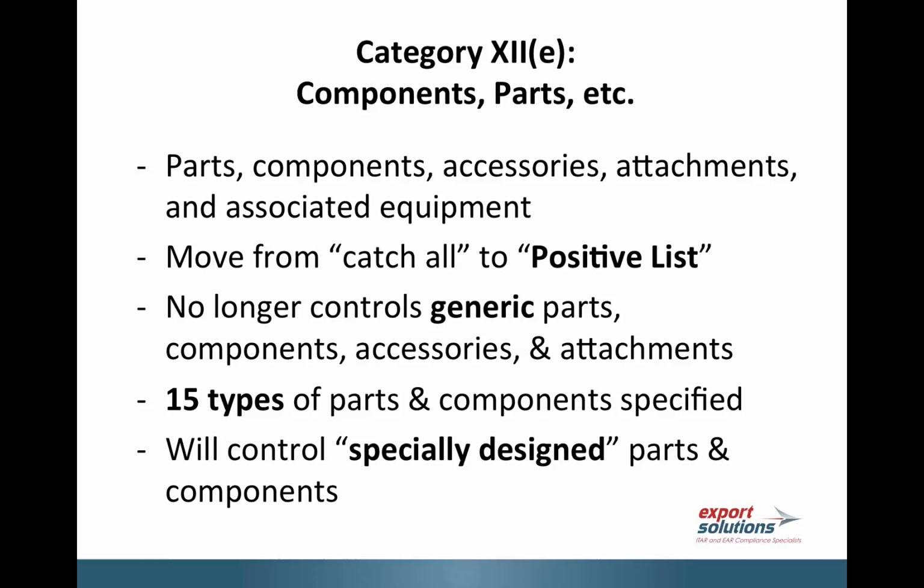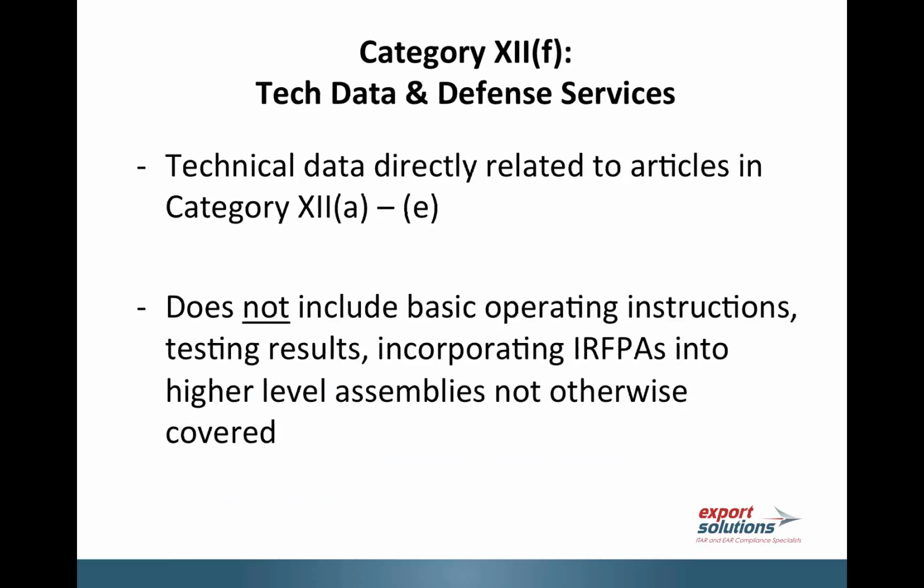So if your components or your products fall into Category 12, you want to really look at it in detail to gather all the information you can from it. And then subparagraph F of 12 is still the technical data directly related to items A through E. It does not include basic operating instructions, testing results, or incorporating infrared focal plane arrays into higher level assemblies not otherwise covered. That used to be a very, very gray area, with operating instructions, whatever. They're specifically saying it's not included under Category 12F.